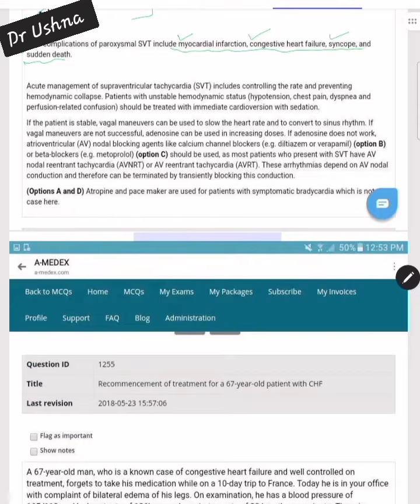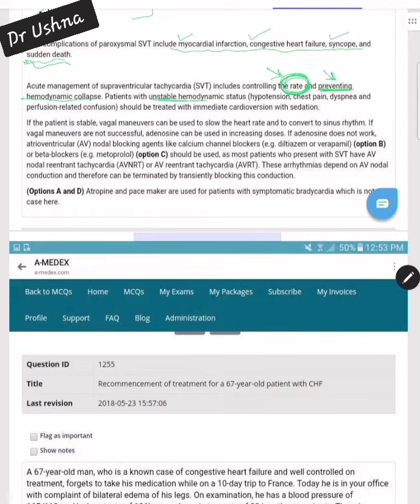Acute management of SVT includes controlling the rate and preventing hemodynamic collapse. So we have to control the rate, which is a supraventricular tachycardia, and we have to prevent the complication, which is definitely a collapse and, as a result, sudden death.